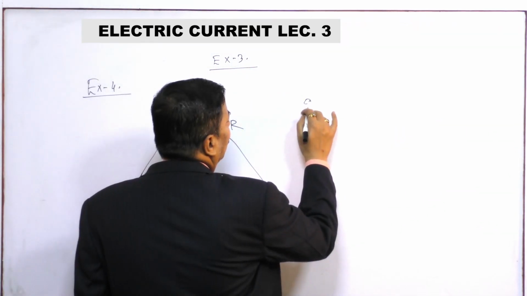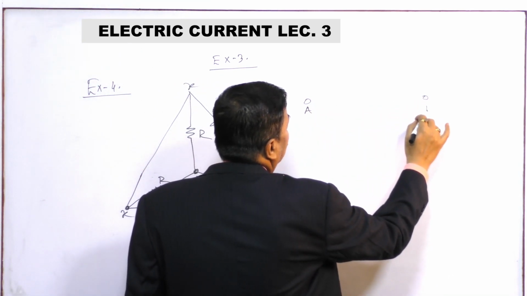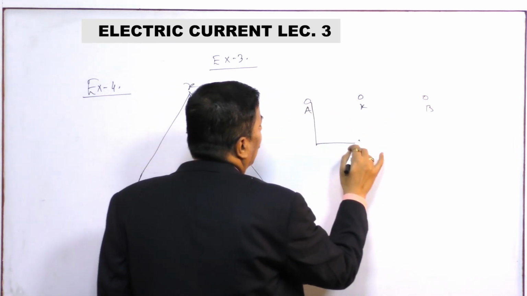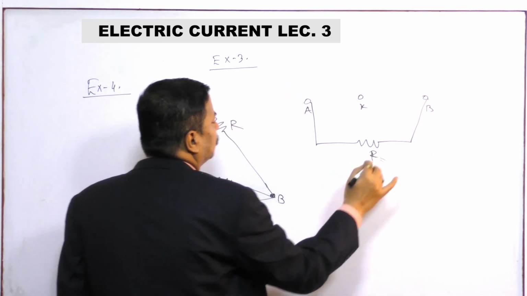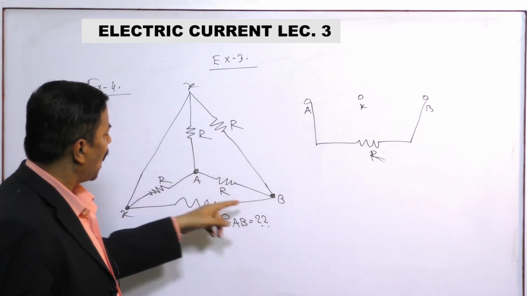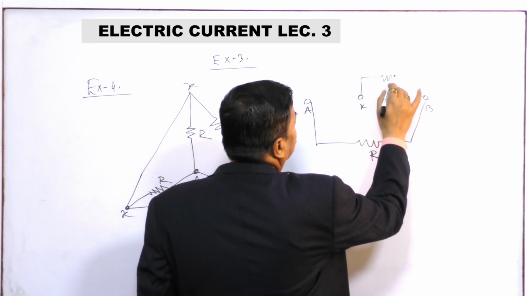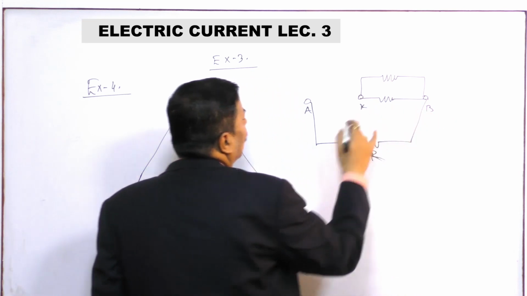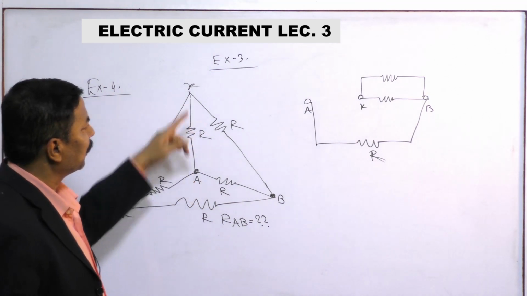One, here is the A, here is the B, and here is the X. Between A and B, there is one resistance R. Between B and X, one resistance R. Then between A and X, one resistance R.